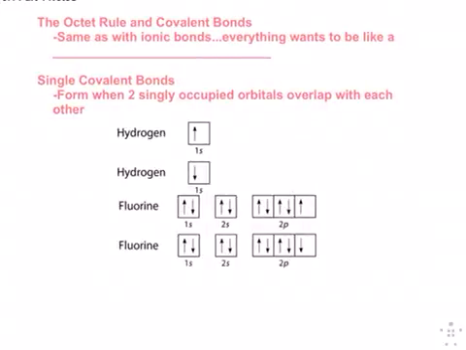Just like with ionic bonds, we like to follow the octet rule. Same as the ionic bonds, everything wants to be like the noble gases, meaning that they want 8 valence electrons, save hydrogen. Hydrogen would only want 2 valence electrons. Single covalent bonds will form when 2 singly occupied orbitals overlap with each other. So that means that there's only 1 electron in the orbital.